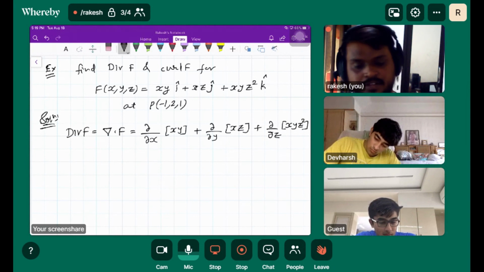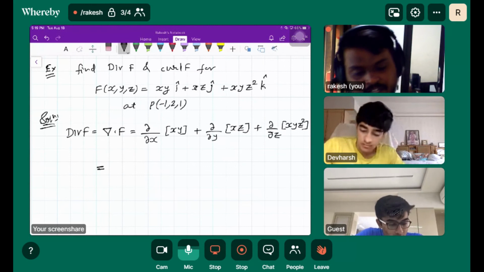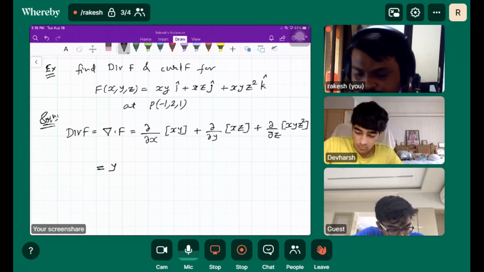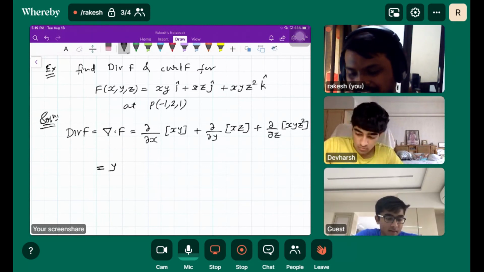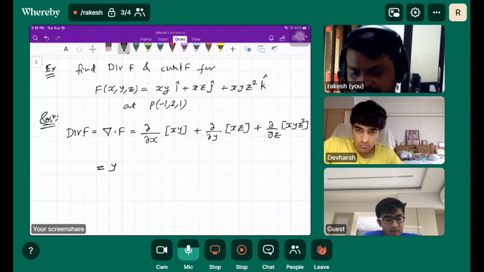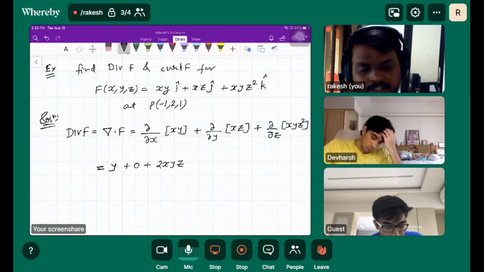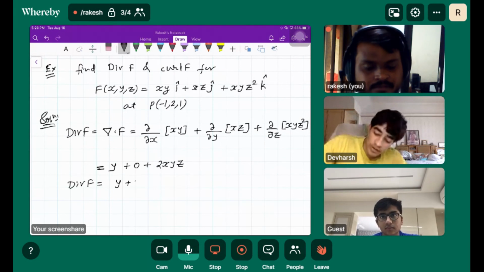Okay, so the partial derivative of xy with respect to x is y. The partial derivative of xz with respect to y is 0. And the partial derivative of xyz² with respect to z is 2xyz. So the divergence of f is y + 0 + 2xyz.